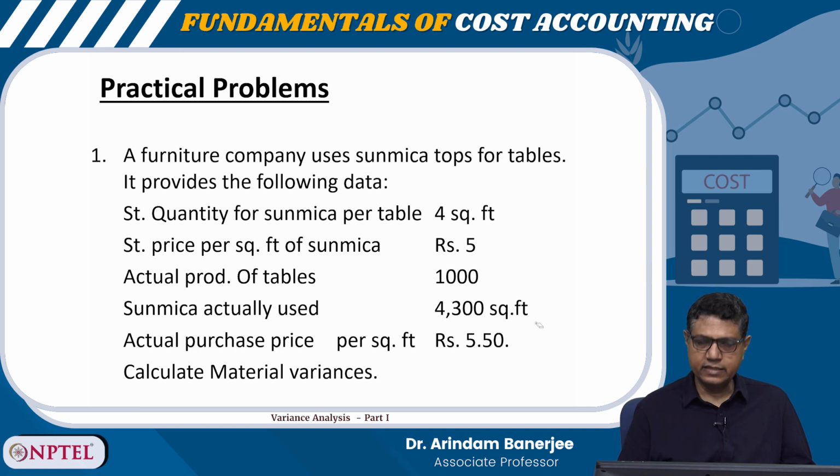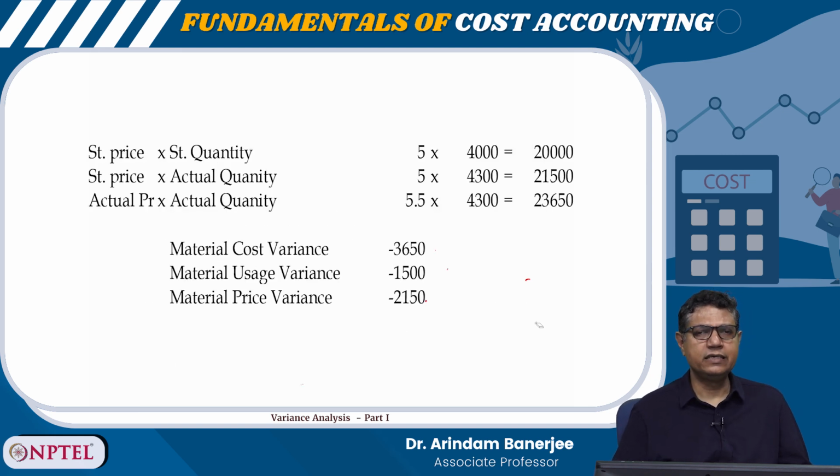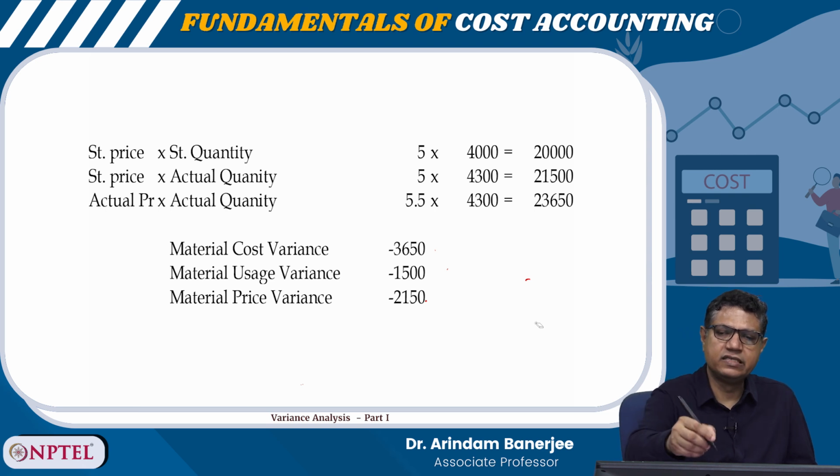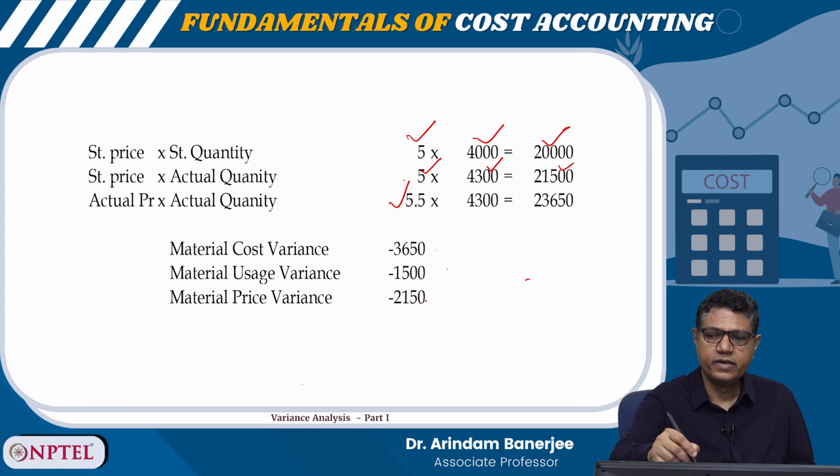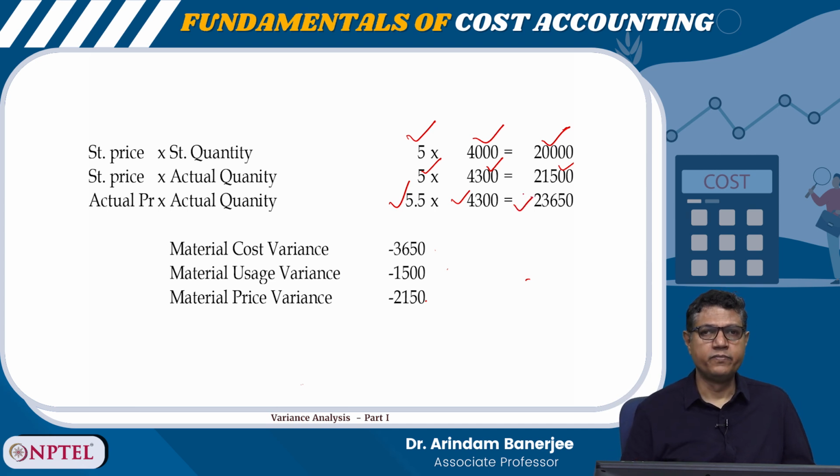For material variances, we have calculated like this: standard price into standard quantity, where 5 is the standard price and standard quantity is 4000, so it is 20,000. Standard price into actual quantity is 21,500. Actual price, which is higher than the standard price, that is 5.5 into 4300, is 23,650. Now, material cost variance we can calculate.